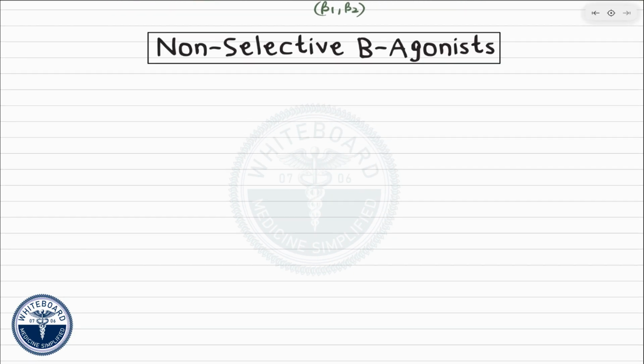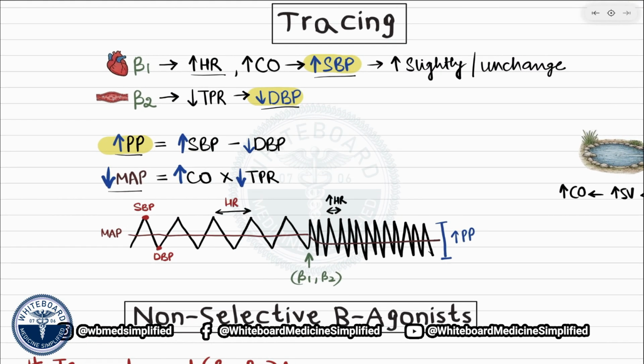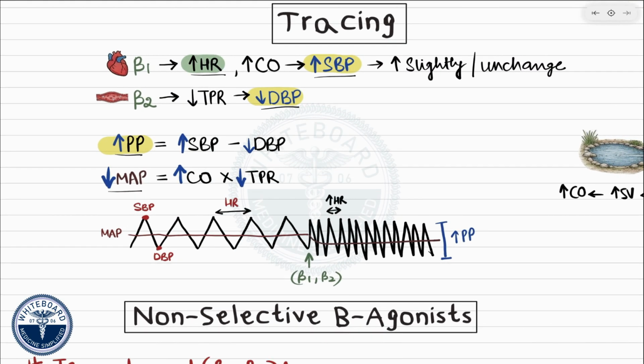Now, who are your non-selective beta-agonists? The answer is isoproterenol. Isoproterenol is a potent, non-selective beta-adrenergic agonist, meaning it activates both beta-1 and beta-2 receptors, while having virtually no activity at alpha receptors. Let's understand its actions. As we discussed above, beta-1 receptor stimulation increases the heart rate, increases the force of cardiac contraction, and therefore increases cardiac output.